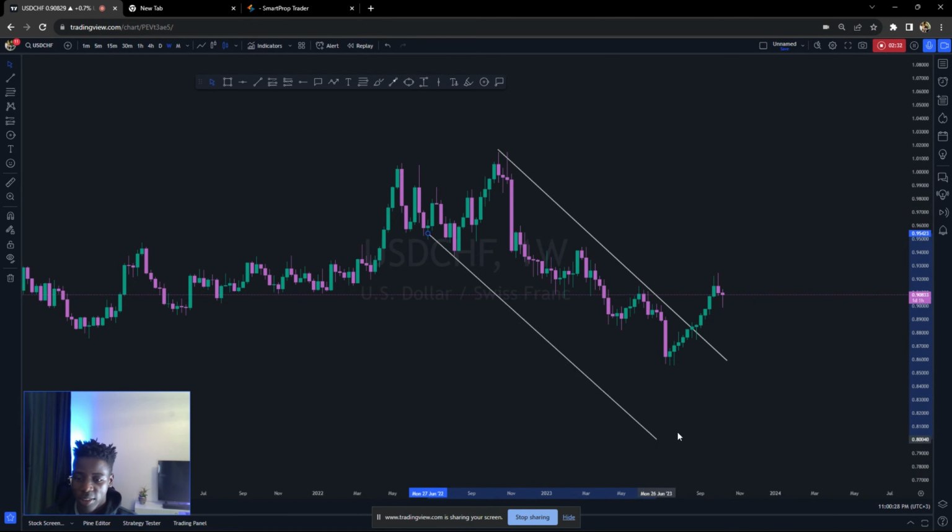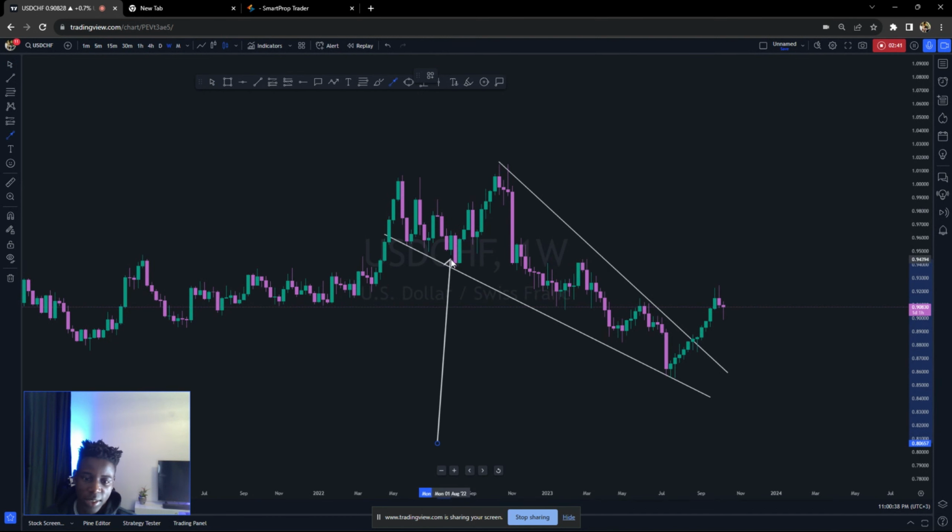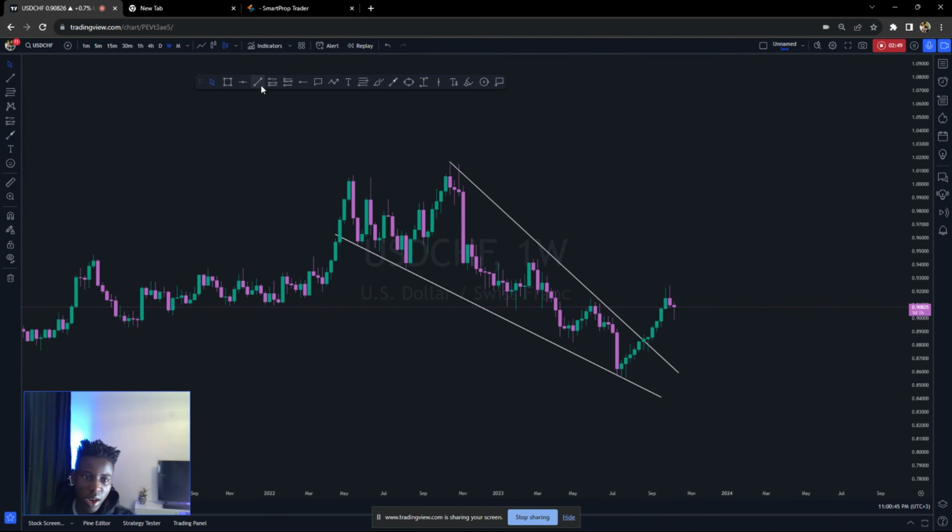Then we have this one here. You can see some touches: this touch, another touch, the third touch. That is very important. Remember, on a weekly I'm spotting this area of support. The market was supposed to bounce here and drop down, but instead we broke that level, which means buyers are in control.